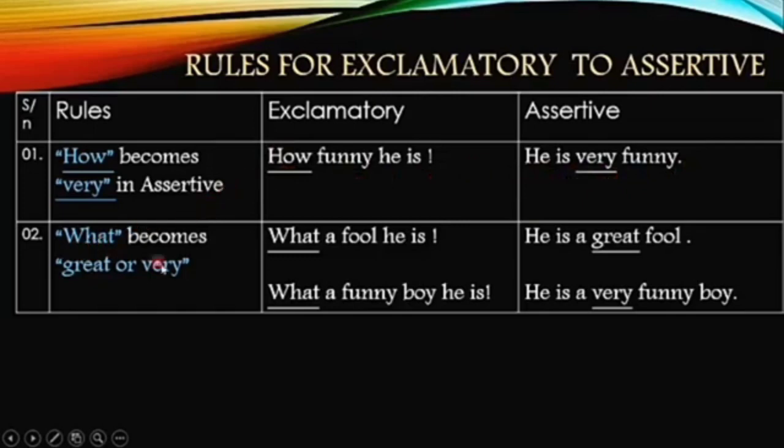The second rule says "what" becomes "great" or "very." If we have "what" at the beginning of an exclamatory sentence, it would become "great" or "very." For example, what a fool he is. He is a great fool. What a funny boy he is. Here we have the noun and pronoun at the same time. That's why we are going to use "very" over here. He is a very funny boy.